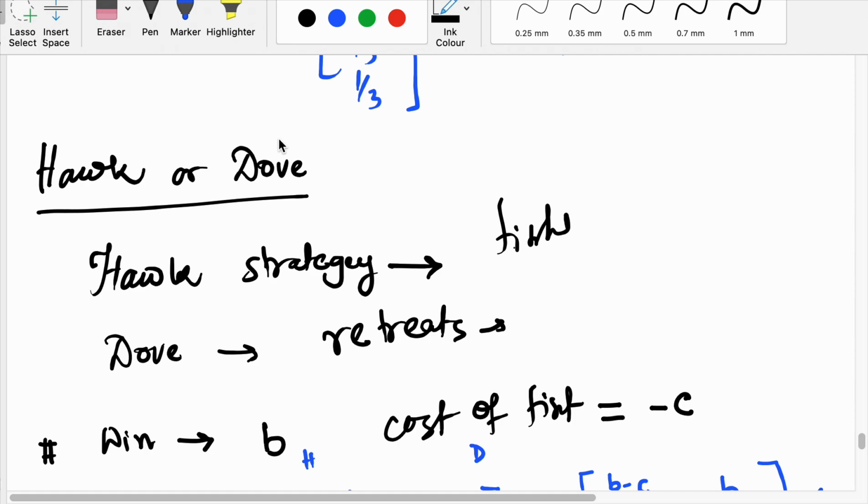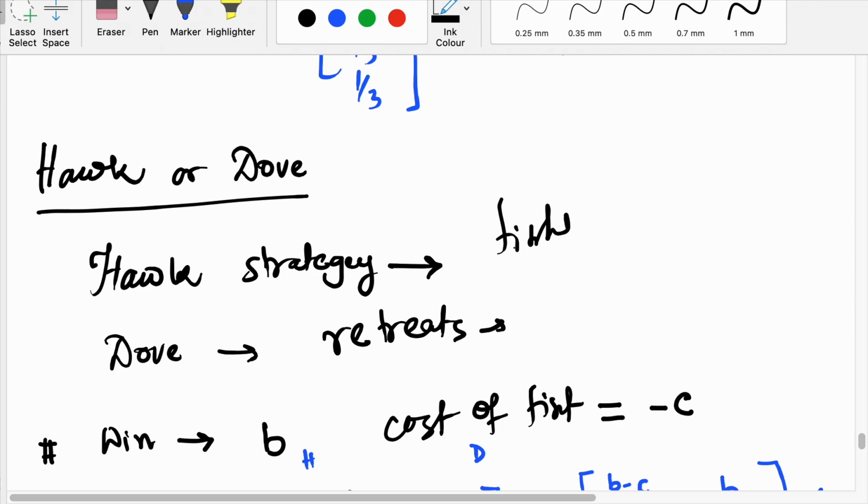So this kind of situation can be right in terms of the hawk-dove game. In the hawk-dove game there are two strategies, one called hawk and one called dove. Hawk is the aggressive strategy, and he always tries to fight with other individuals. Dove is the strategy where, if she finds that the other individual will fight, she will retreat from that fight and she loses.